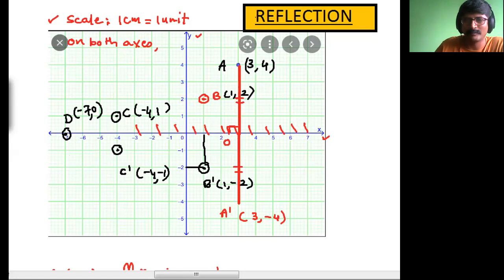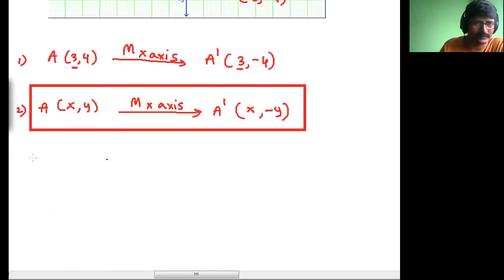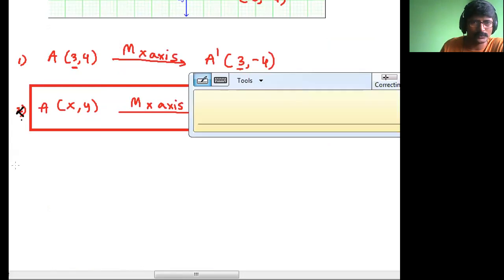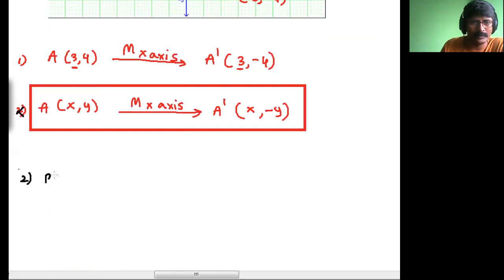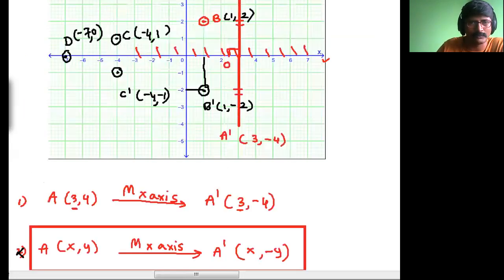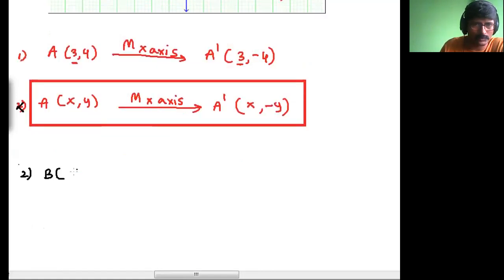Okay, so at the moment you can write it in the example as something like this. Basically, we'll write some other things. This is the formula basically. So statement number 2 could be point B. What was point B? If you can figure it out, 1 comma 2. When it reflects under x-axis.